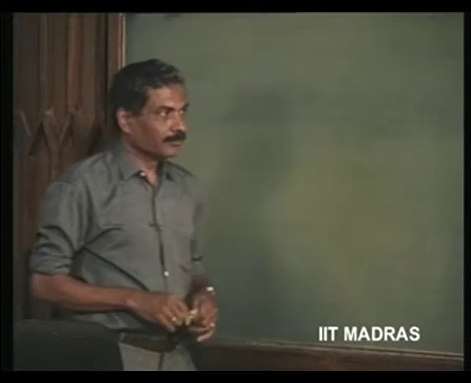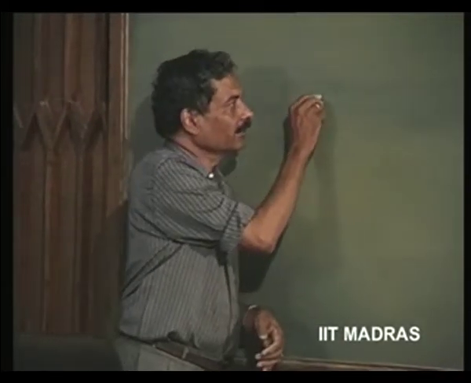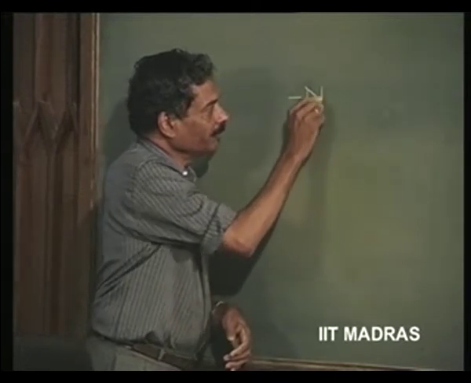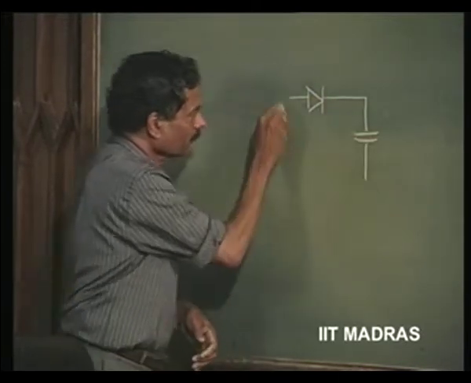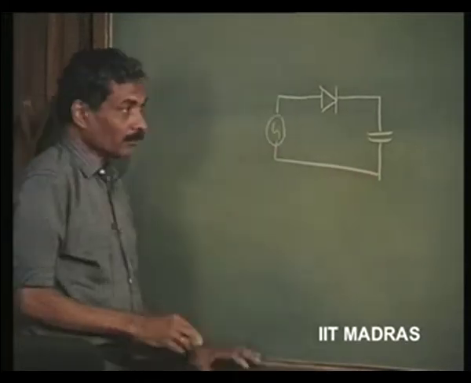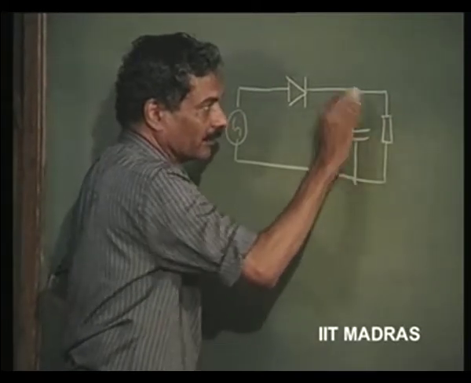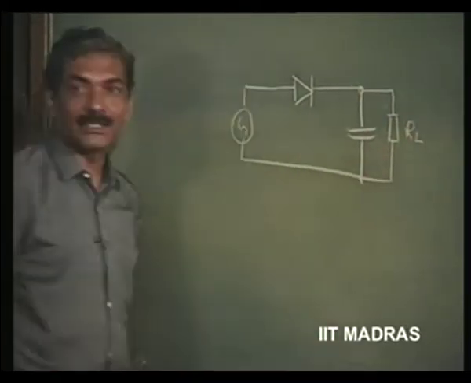Now, we will come back to the clamp, that is, the peak detector. Let us see what happens when a resistance is connected across this. This is what happens in practice.